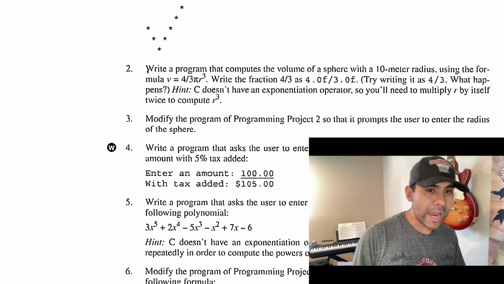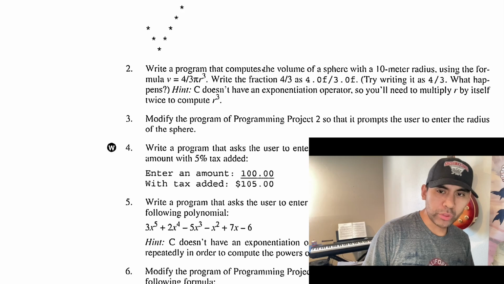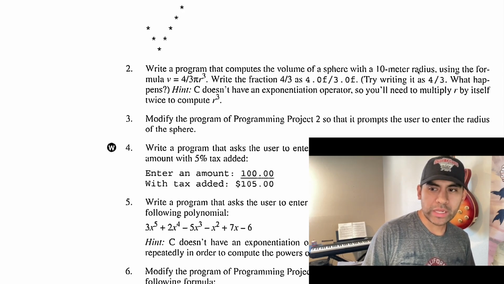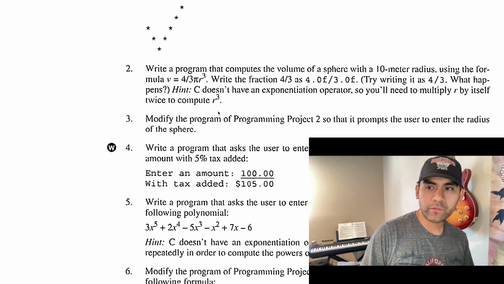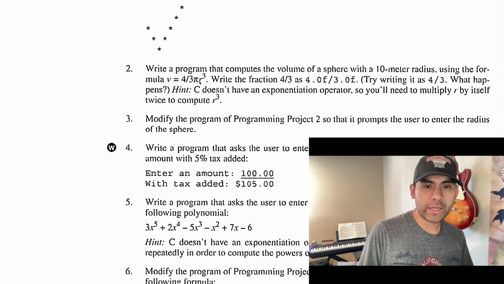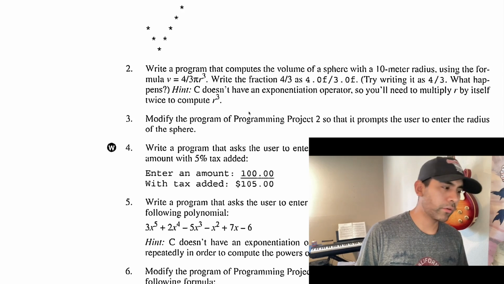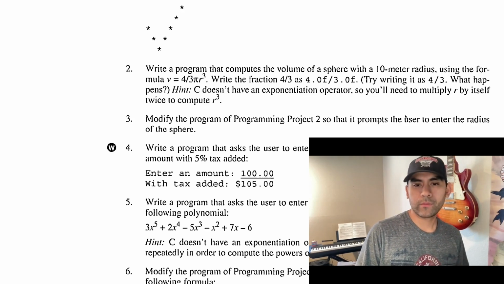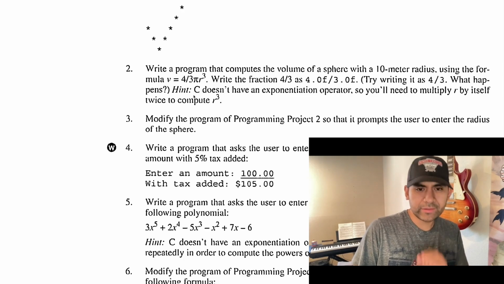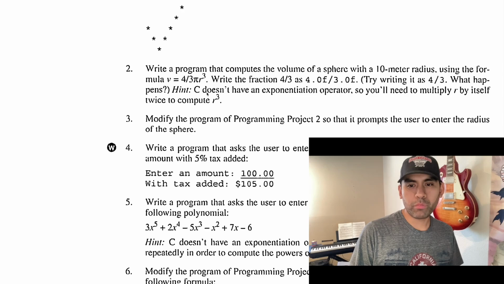It reads, write a program that computes the volume of a sphere with a 10-meter radius using the formula volume equals 4 divided by 3 times pi r cubed. Write the fraction 4/3 as 4.0f divided by 3.0f. Try writing it as 4/3. What happens? I know what happens. It truncates, right? Hint: C doesn't have an exponential operator, so you'll need to multiply r by itself twice to compute it.